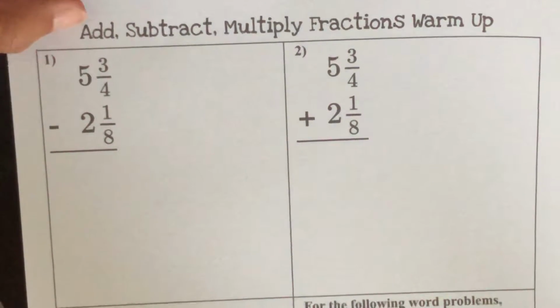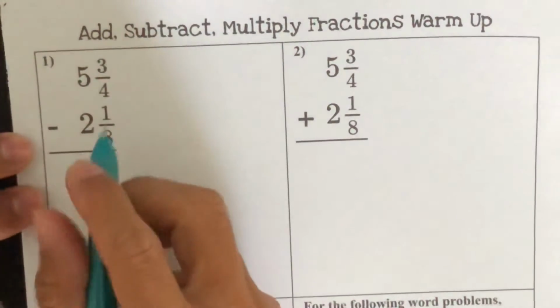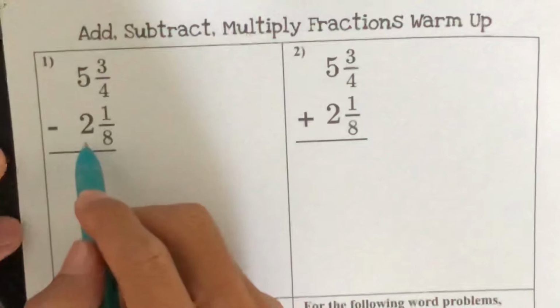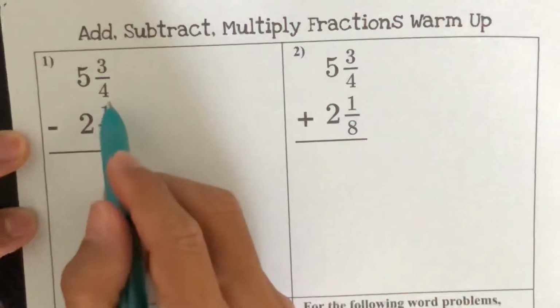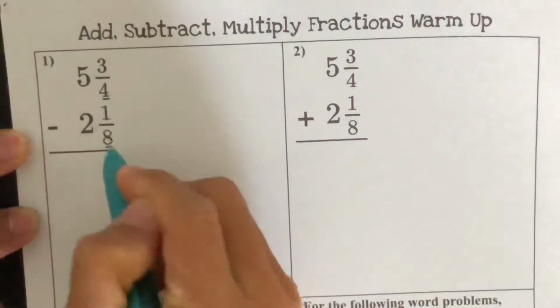We will be working on adding, subtracting, and multiplying fractions in this warm-up. Let's go ahead and get started. So for number one, we're going to be subtracting these mixed numbers. Remember, the first step is to determine a common denominator. And we don't have one.